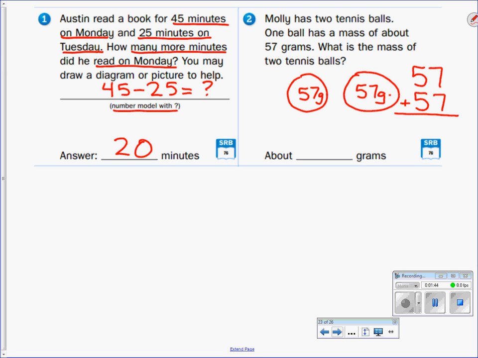7 plus 7 is 14. 5 plus 5 is 10, plus 1 more is 11. So our total mass would be 114 grams.